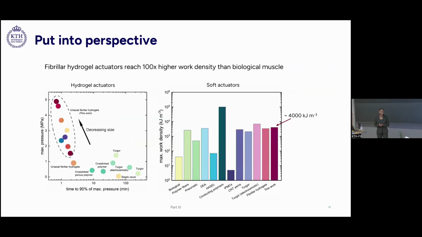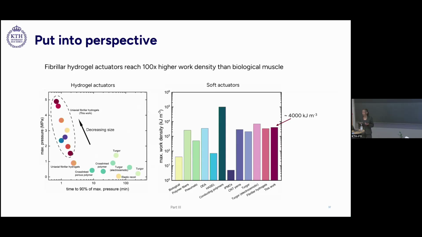Although much more work needs to be done for complete actuation control of these fibrillar hydrogels, already at this infant stage, they show large potential due to their high actuation pressures and fast response times, which is due to the anisotropy and the nanoporous network. We determined the maximum work density reached in this work, which was around 4,000 kilojoules per cubic meter. And to put this into perspective, this is 100 times higher work density than biological muscle.